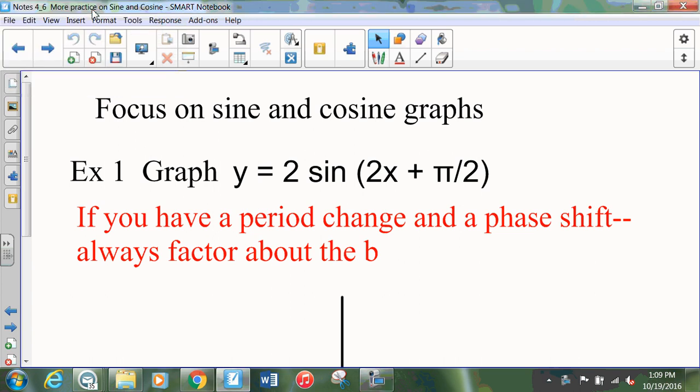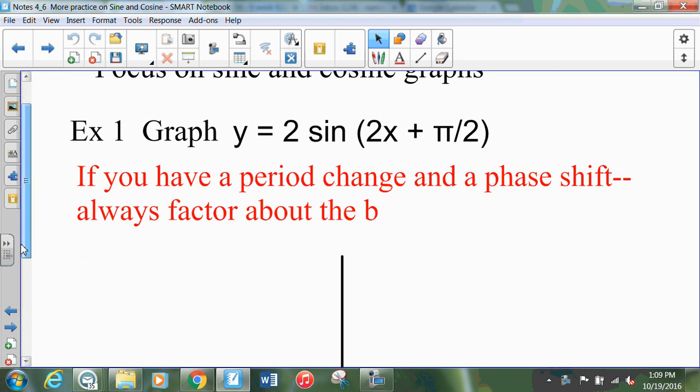Okay, this is a mini lesson on graphing sine and cosine graphs. For this first example, we see that they want us to graph y equals 2 sine of 2x plus pi over 2. There are two ways to set this up before we graph.